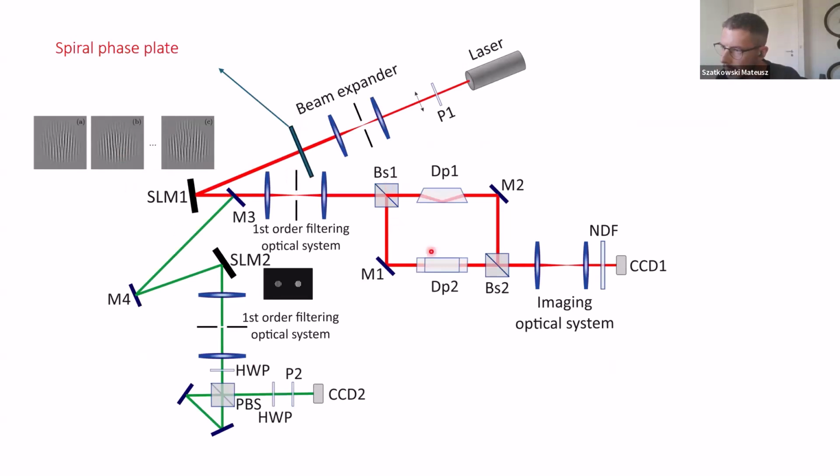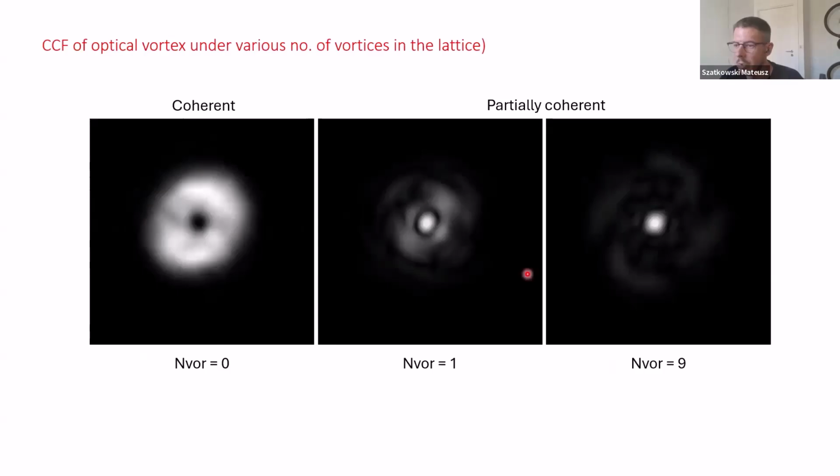And now we use this setup with two Dove prisms and observe the interference fringes and retrieve the cross-correlation function. And you can see the experimental results for three cases: the fully coherent case where nothing is displayed on the SLM, and then we start playing with the number of vortices, going from 1 to 9 and reducing the coherence.